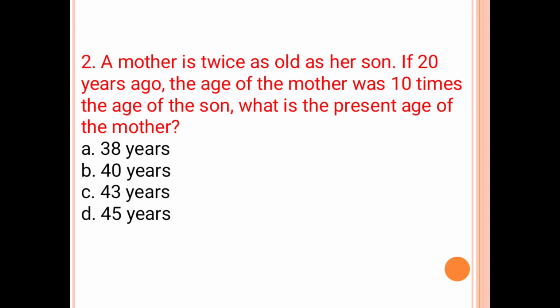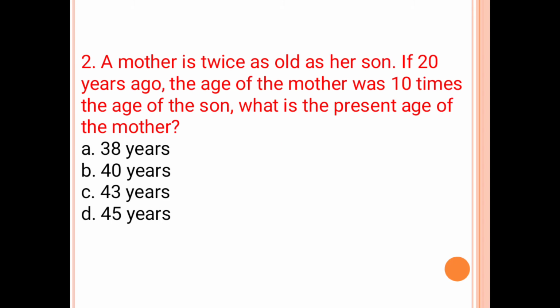Now look, suppose the first option is the answer. We can consider 38 as the mother's age. What was the mother's age 20 years ago? If we consider 38 as the current age of the mother, then 18. What is the second condition given? The mother's age was 10 times the age of the son. If the mother's age is 18, what is the son's age? That is 18 divided by 10, that is 1.8.